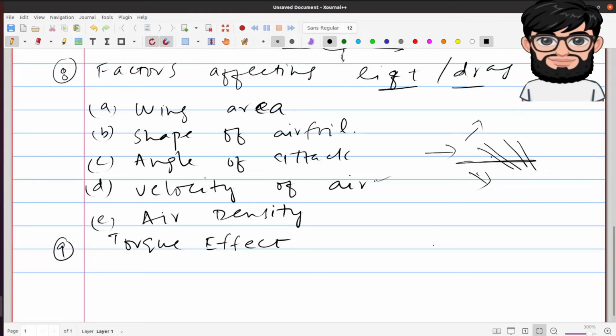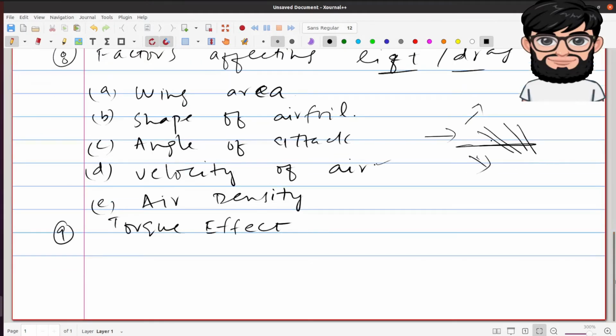So again, the propeller is moving in one direction, so there's going to be another force which is going to be trying to move the airplane in the other direction. That effect is known as the torque effect. We're going to talk a little bit more about this effect. So what is the reaction of this, right?